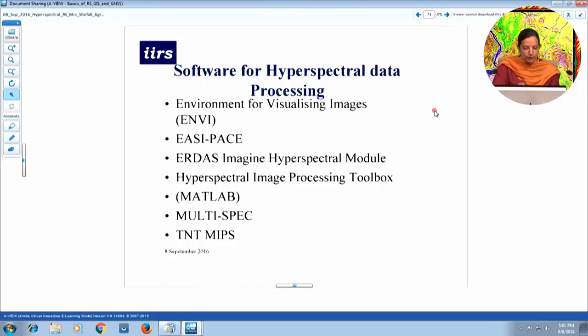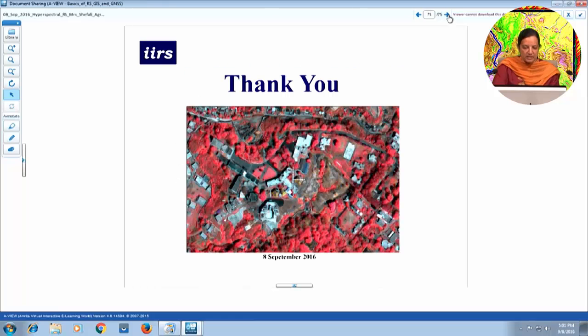These are some of the software packages which can be utilized to process hyperspectral data sets: ENVI, Geomatica, ERDAS hyperspectral processing, MATLAB, MultiSpec, and TNTmips. These are some of them available. So with this we conclude the lecture.